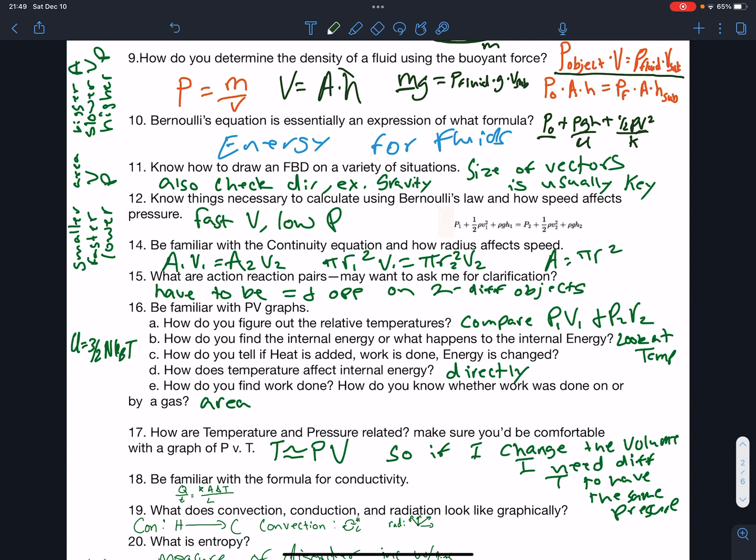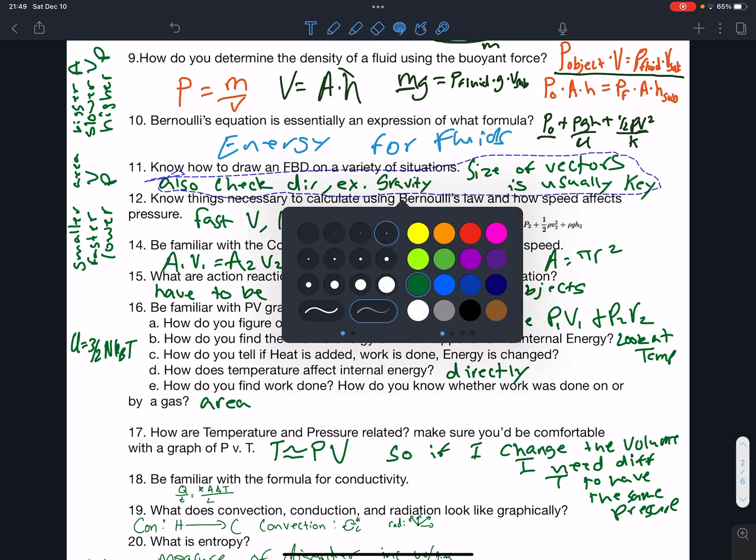Also know how to check and draw an FBD on a variety of different situations. The key thing I want you to note here is things to look for when you're trying to check FBDs. When you're checking to see if the FBD is correct, there's a couple of things to look out for. And this is by no means an exclusive list, but I think it's useful.